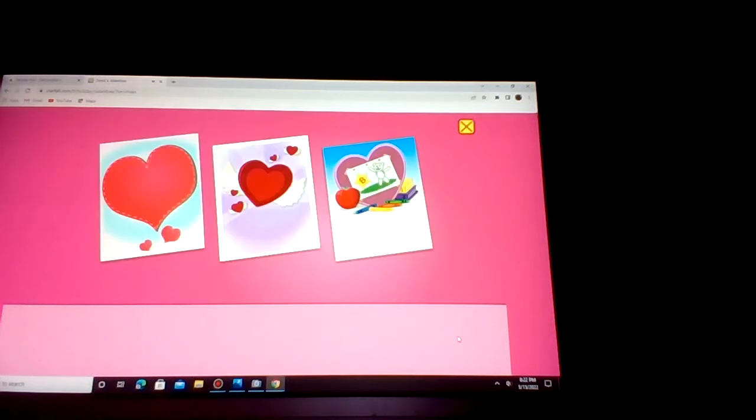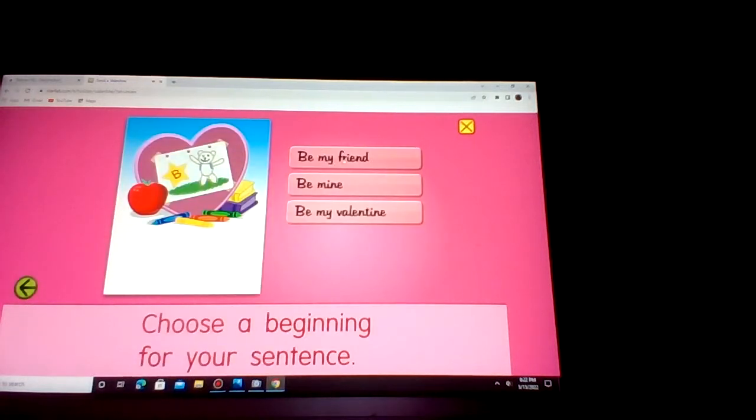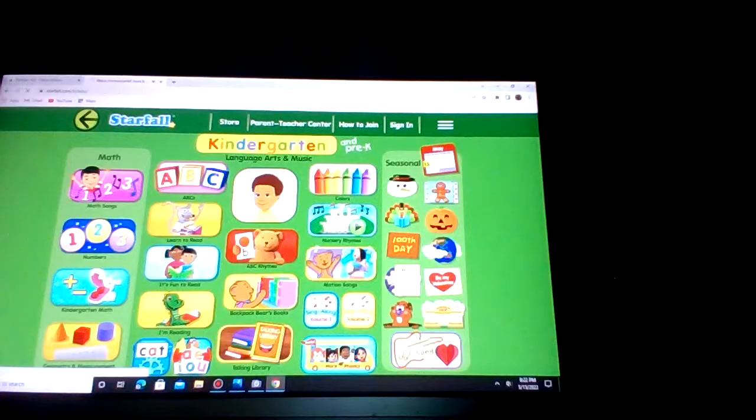Then what next? Pick a card. Then what's next? Choose a beginning for your story, with friends. Connecting words. Then what happened?